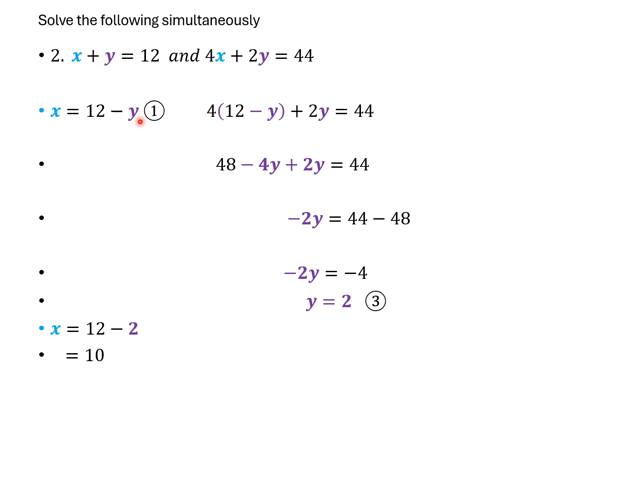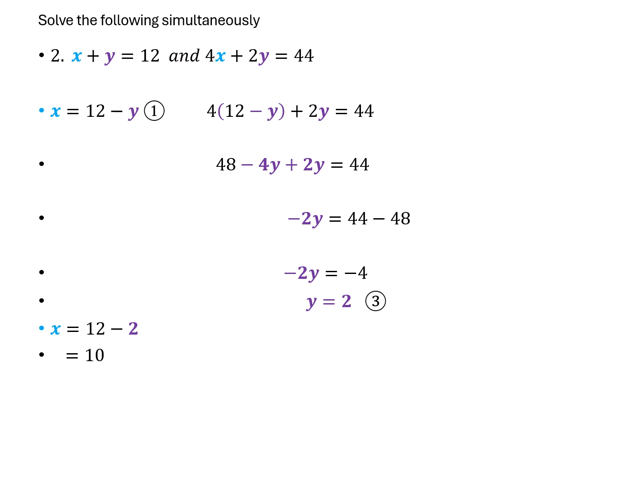So there in the place of y, if I put 2, I'm going to have 12 minus 2 and x equal 10. Right, and we can test: 10 plus 2 gives me 12. 4 times 10 is 40, plus 2 times 2, which is 4. 40 plus 4 gives me 44. Right, and there we've solved it simultaneously using substitution. You see there, I substitute in the place of x.